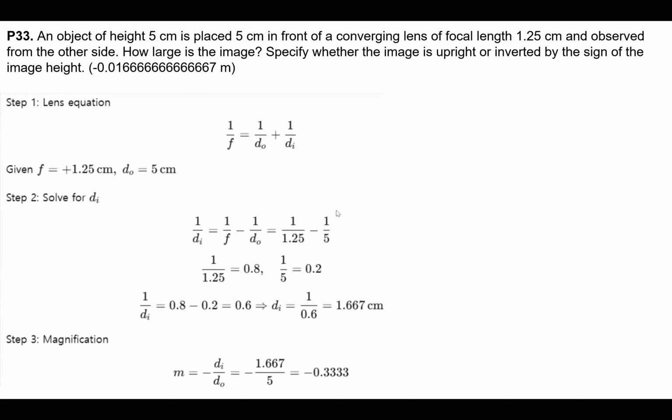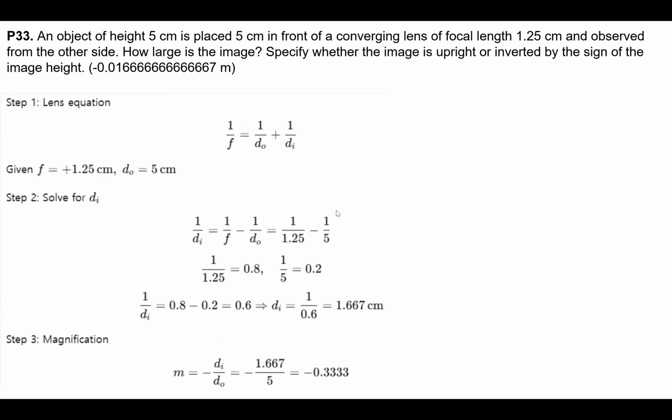The next question: an object of height 5 centimeters is placed 5 centimeters in front of a converging lens. So the height is given, the object distance is given, and the focal length is given. Observed from the other side, how large is the image? So we want to find the magnification, and specify whether the image is upright or inverted by the sign of the image height. Okay, so let's see how it goes.